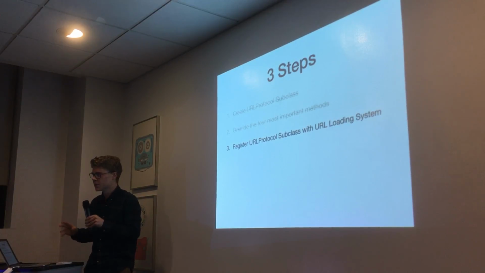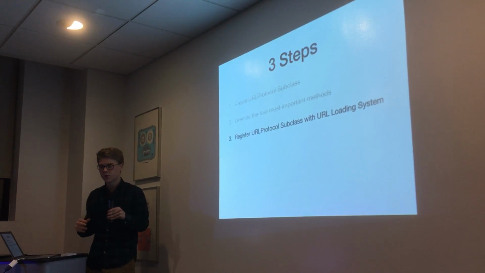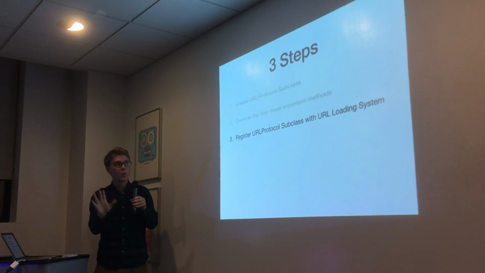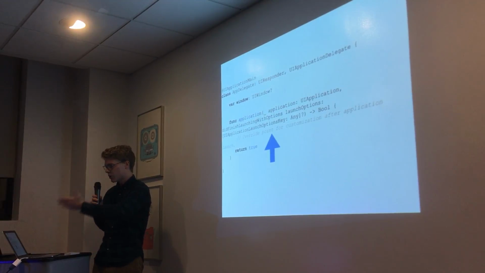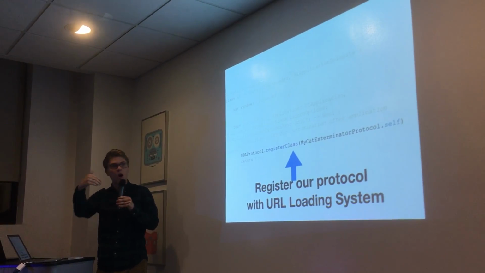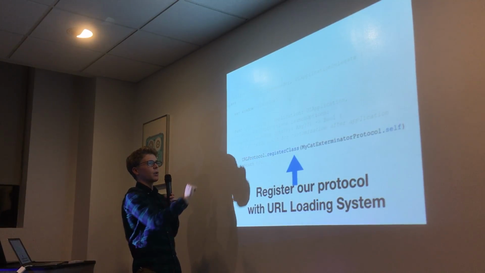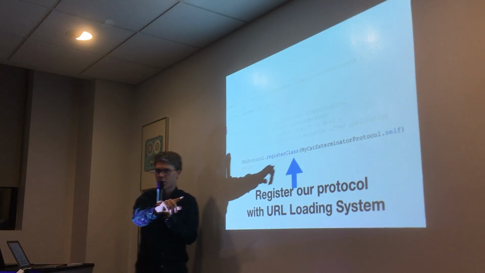The third and final step is to make sure that we tell the URL loading system that the application is using our protocol: hey, this is our protocol that we want to use, so use us. And we do that, in this simple app delegate, by calling register class on URL protocol, and then we pass in the name of our class, MyCatExterminatorProtocol.